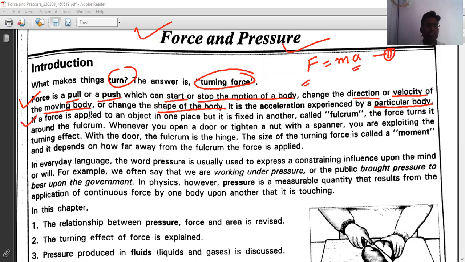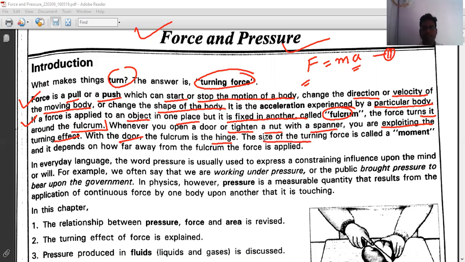And the next point is that force is applied to an object in one place, but it is not fixed in another. That is called the fulcrum. The force turns it around the fulcrum, right? So it turns the position of the object when we apply the force. When we open a door or tighten a nut with a spanner, we are exploiting that turning effect on that object, right? So when we are turning or opening the door, we are applying the turning force. That is also a type of force. And with the door, the fulcrum is the hinge. So at the hinge, we are applying the turning force.